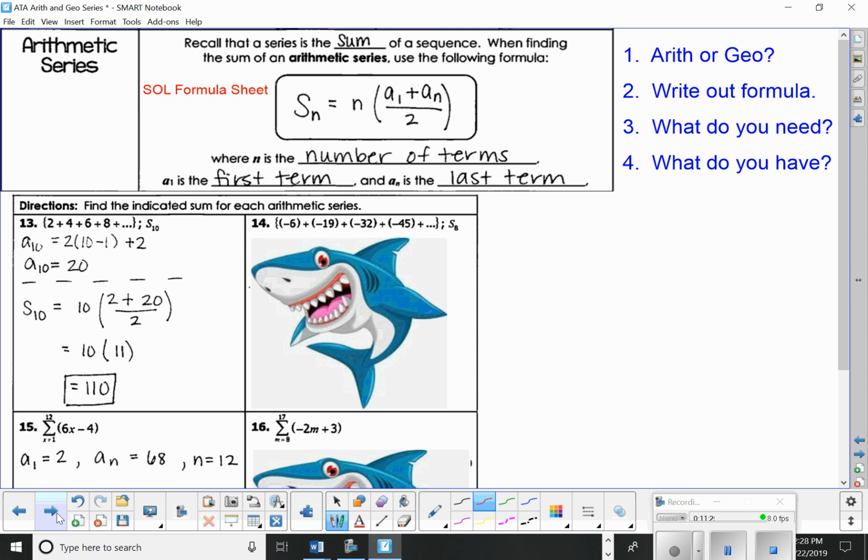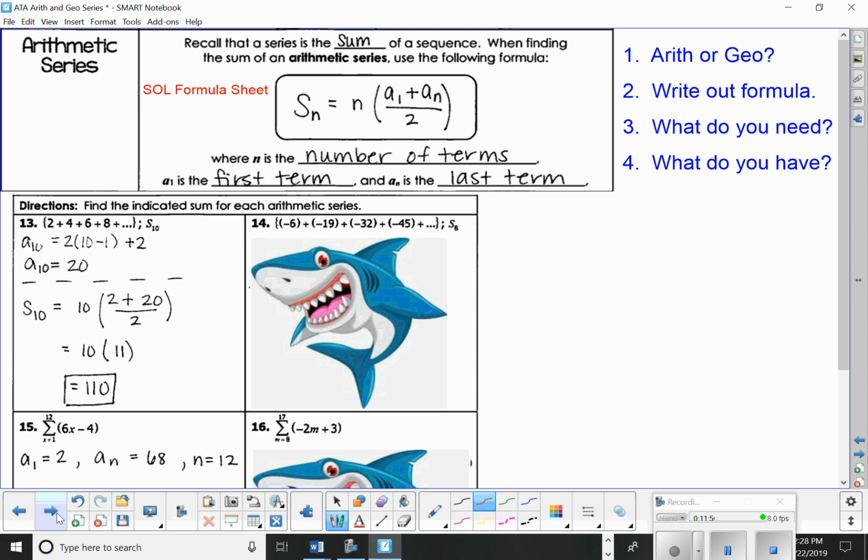First thing you always have to do when you're doing a series, is it arithmetic or geometric? Write out the formula. Figure out what do you need, what do you have. So, notice on the formula sheet, there's the formula that you'll have. A sub 1 hasn't changed, it's still the first term. A sub n is the last term, because you're doing S sub n. These are all partial sums. Arithmetic series, there's no such thing as an infinite series.